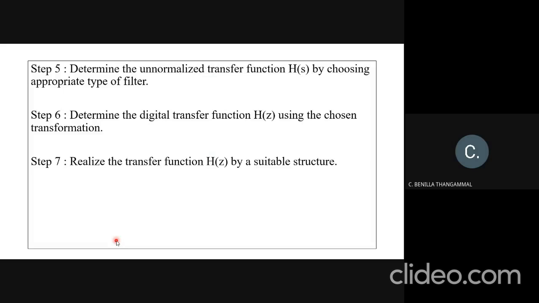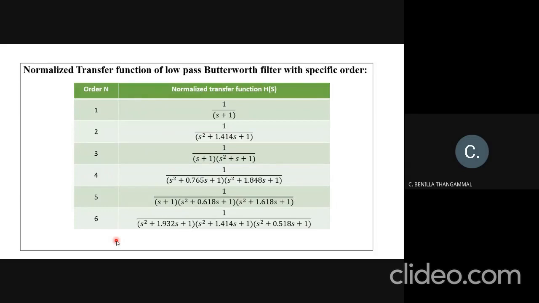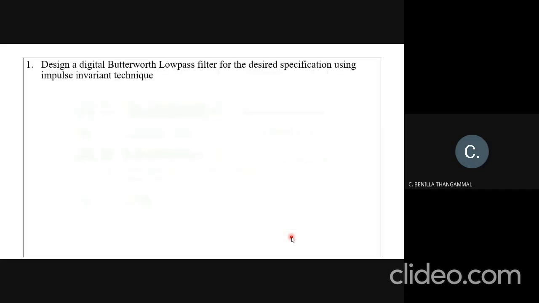For analog filter design, out of these 7 steps, only 4 steps are needed. That is step number 2, 3, 4, and 5. You might get an analog filter, right? We'll see an example in each. Here for the normalized transfer function, you can get up to order 6; you can get your normalized transfer function instead of substituting in the formula, for n is 1, 2, 3, 4, 5, and 6, right? Okay.